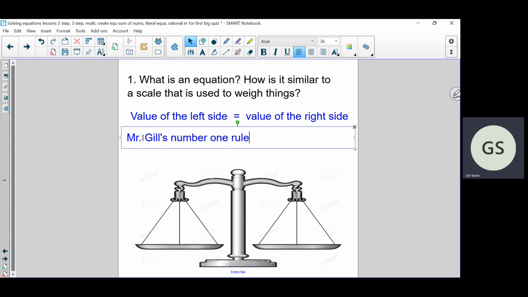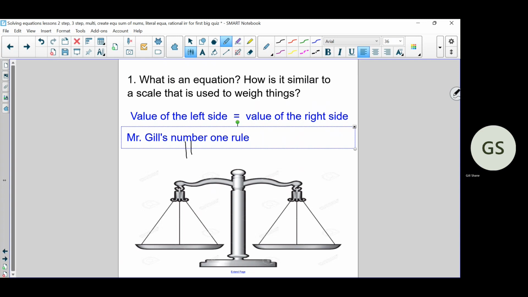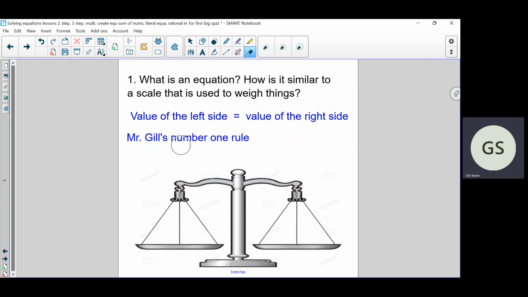#1 rule. You can abbreviate, like I'm typing it out because that's easier when I'm using the keyboard. If you know the symbol for number, you could use that little symbol that means number. You probably call it a hashtag, but it really stands for number. And then you could put the #1 instead of writing it out. So when you're taking notes, just remember, abbreviate stuff. Don't necessarily write exactly what I'm putting up. So Mr. Gill's #1 rule.